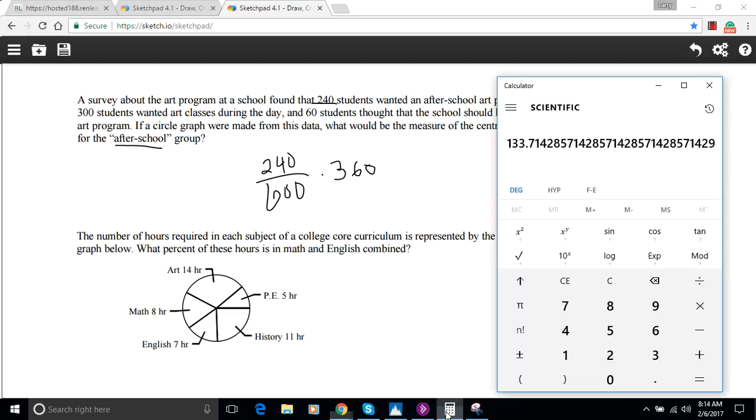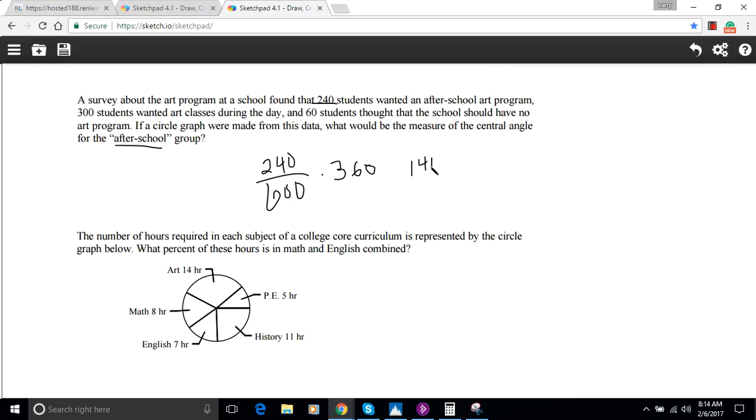So let's pull out our calculator on this one. So we've got 240 divided by 600, and then multiply that by 360. And we get 144 degrees for that central angle. And again, that's more than a third. It's less than half. It's getting a little bit closer to half. So 240 out of 600. Yeah, that seems to fit in there. Half would be 300. A third would be 200. So it's somewhere in between. So that seems like a reasonable answer.